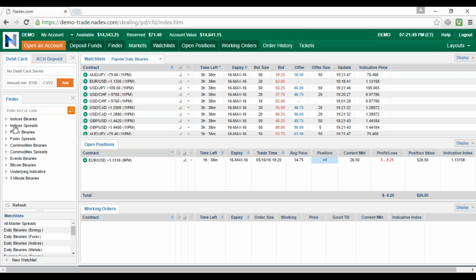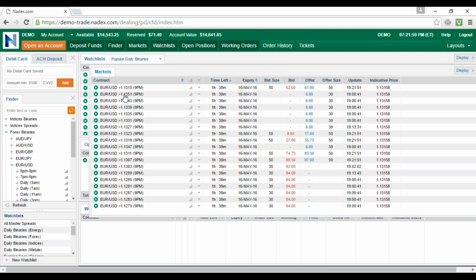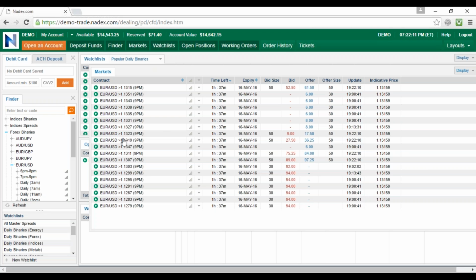All right? Well, what do I mean by that? Well, let's look here at these binaries again. So euro-dollar binaries expiring at 9 p.m. Well, again, we've got a bunch of different contracts here, right? All these different strike prices, and here's the price that I can buy them for. Here's the price I can sell them for. Okay? Well, and which contract did I buy? The 1319. This one right here. So I bought it. What can I sell it for right now? $27.